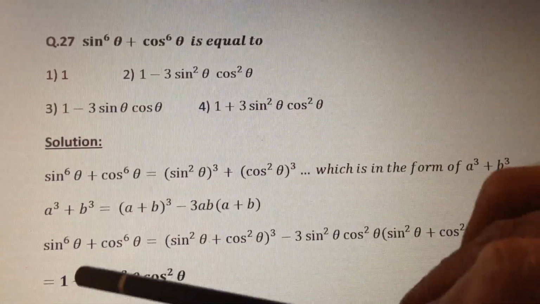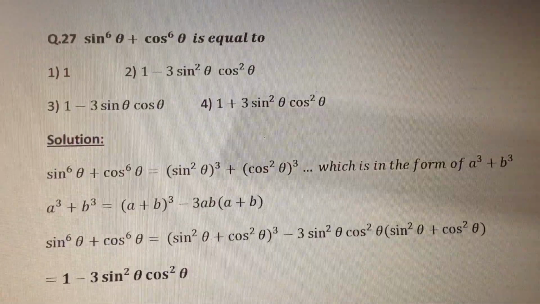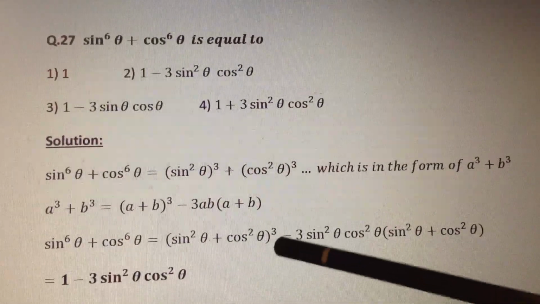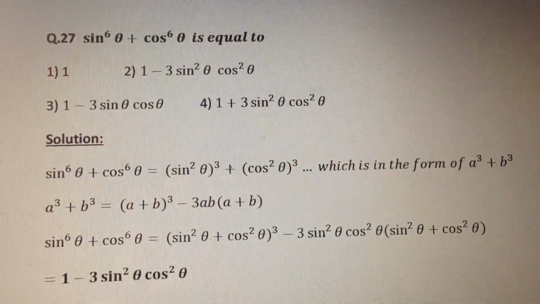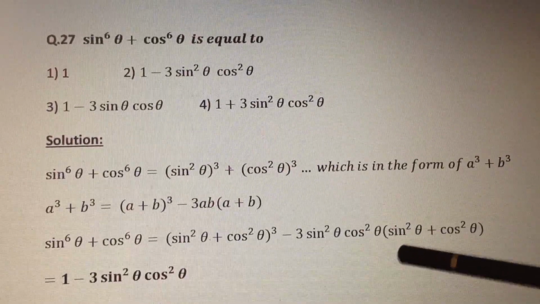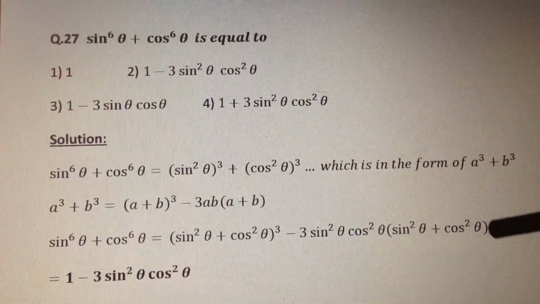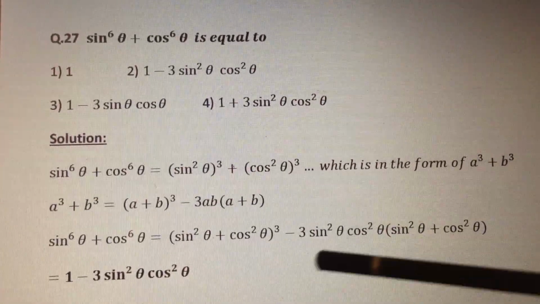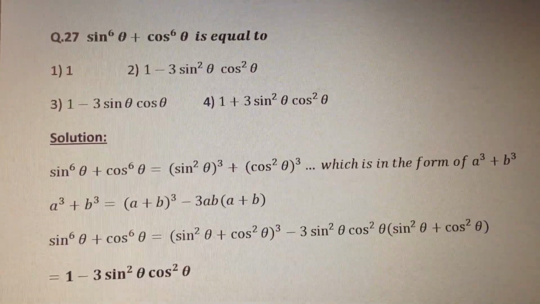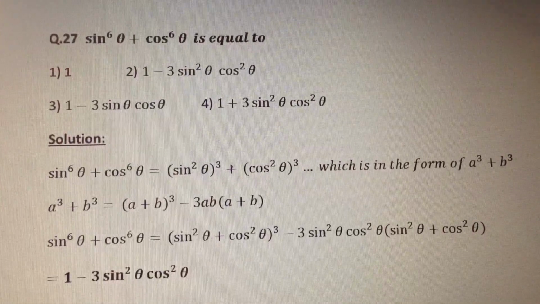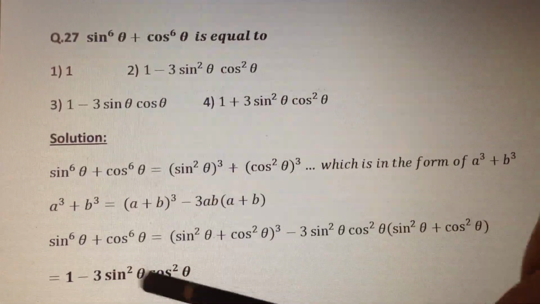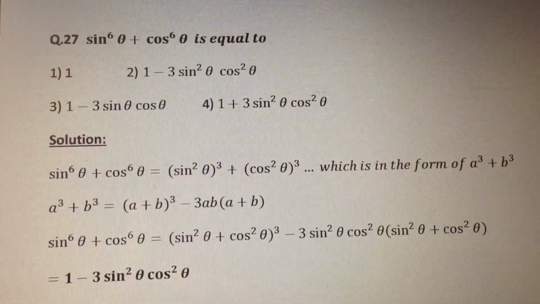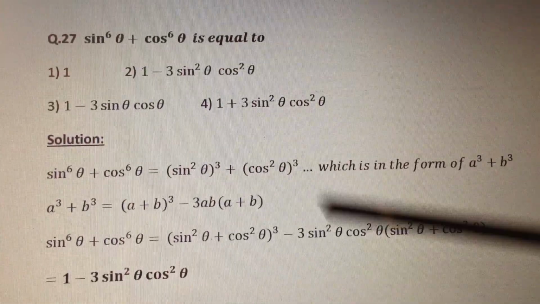Therefore, sin power 6 theta plus cos power 6 theta is equal to sin square theta plus cos square theta whole cube minus 3 sin square theta cos square theta into sin square theta plus cos square theta. We know that sin square theta plus cos square theta is equal to 1. Therefore, our equation is equal to 1 minus 3 sin square theta cos square theta. Therefore, our answer is option number 2.